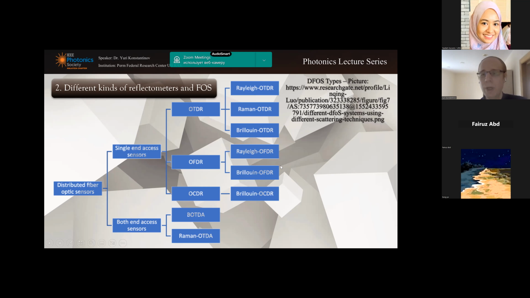In the frequency domain, we can also arrange the setup of a Brillouin optical frequency domain reflectometer. It is rather interesting, and I hope we will discuss this setup in our future meetings, because I didn't prepare the presentation for this yet.